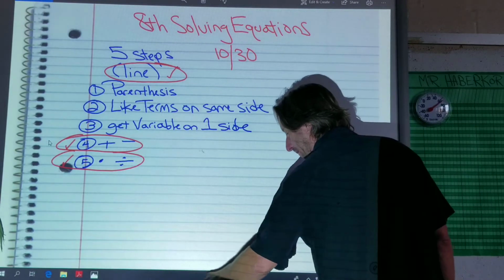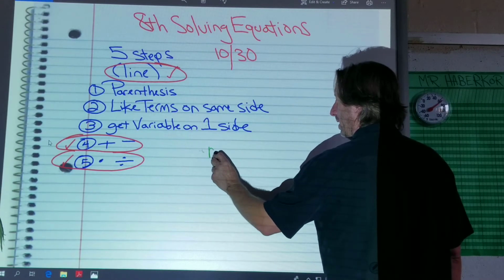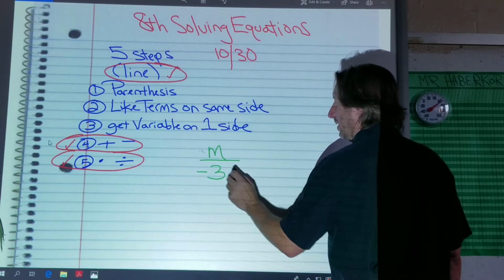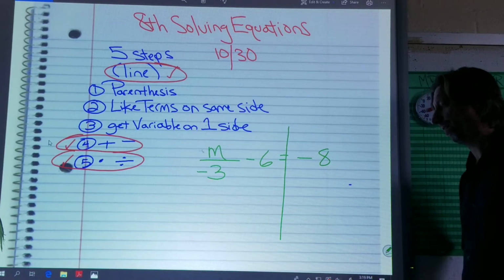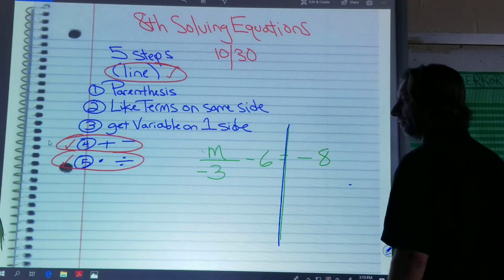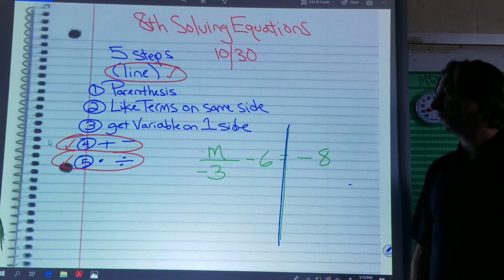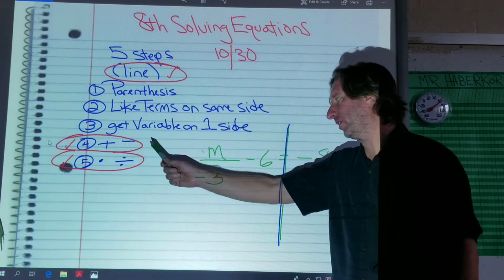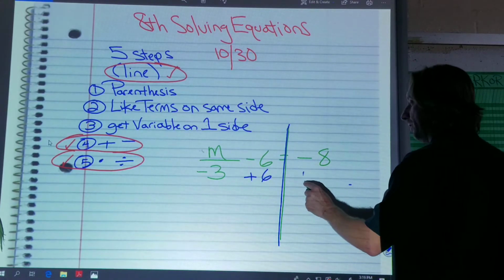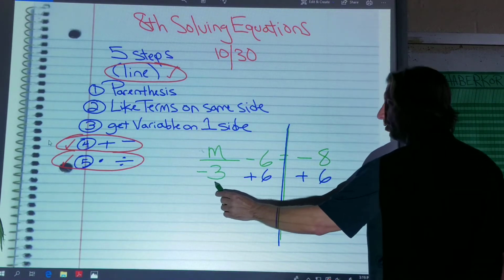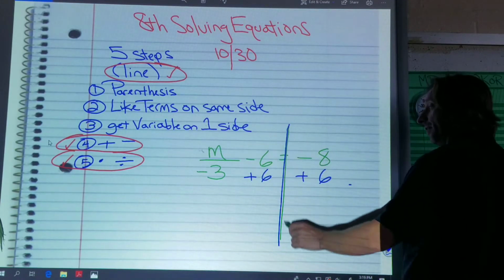Okay, let's look at another one. Let's see. m divided by negative 3 minus 6 equals negative 8. Cut our problem in half with the equal sign. Want to get the m by itself, right? Get the variable by itself. It's our goal always. So we drew our line. We're going to get rid of the plus and minus first. So how do I get rid of minus 6? We add 6. We do it to one side, we do it to the other. Now you can't do it here. You're doing it on one side of the line and the other side of the line, okay?